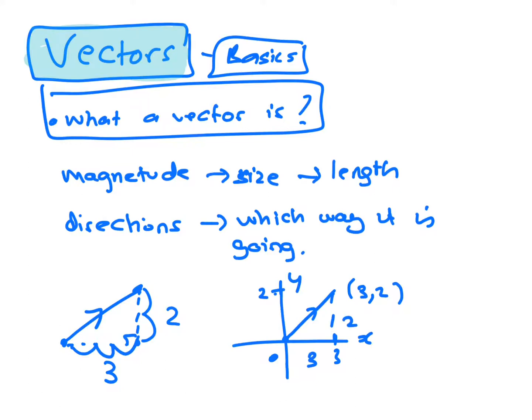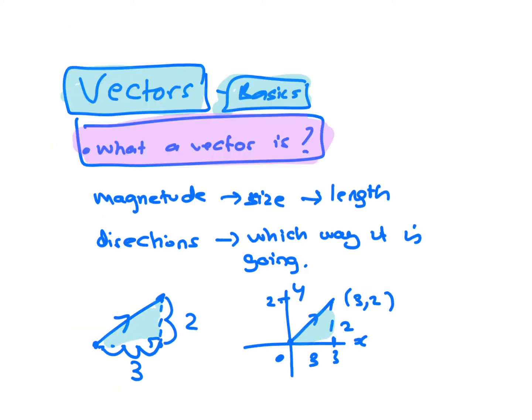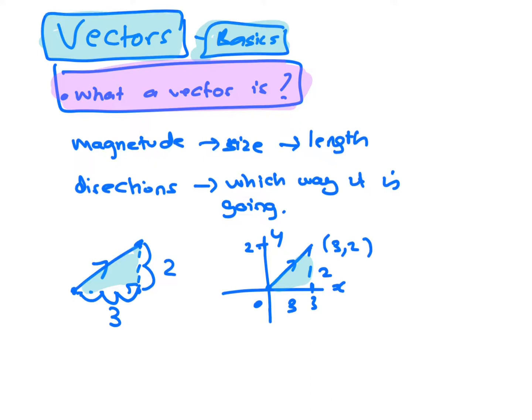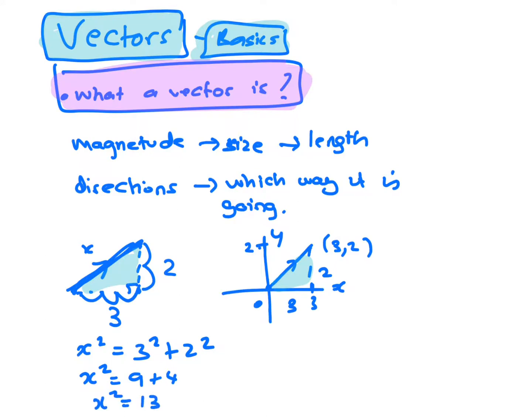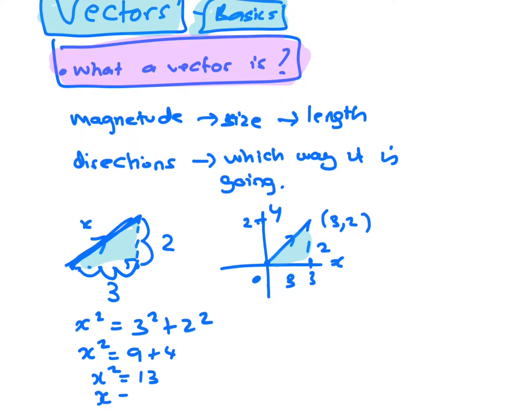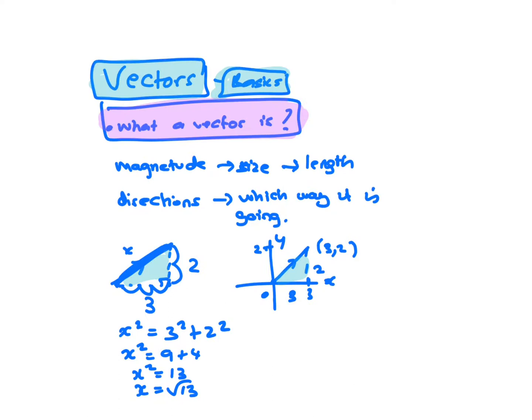Okay, so when you're looking at that triangle there, if you wanted to get the length here, you just use Pythagoras' theorem. x squared is 3 squared plus 2 squared. So x squared is 9 plus 4. x squared is 13. So x would be the square root of 13, which is the length of that vector. The length of the vector is called the magnitude.